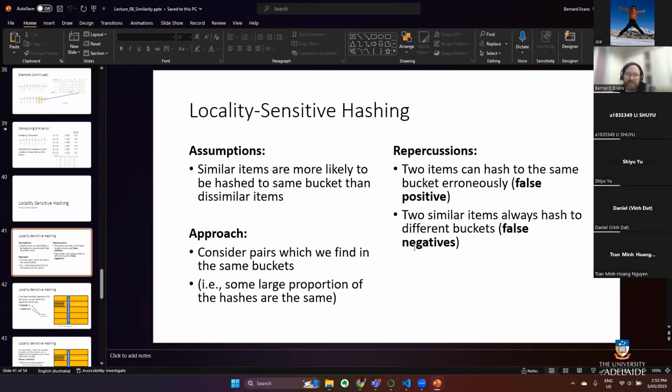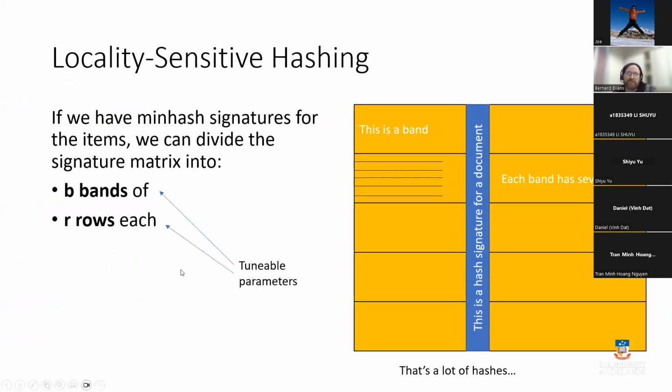So those are the two possibilities. Okay, so now to do some math. What we're going to do is take the hash signature of a document and band it into a bunch of rows. So we're going to hash it like a bajillion times.